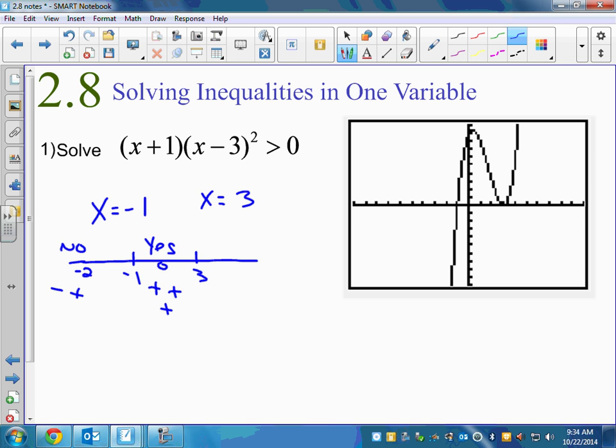What about on the other side of 3, if I picked 4? 4 plus 1 is positive, positive, so I'm also going to shade there. Yes?